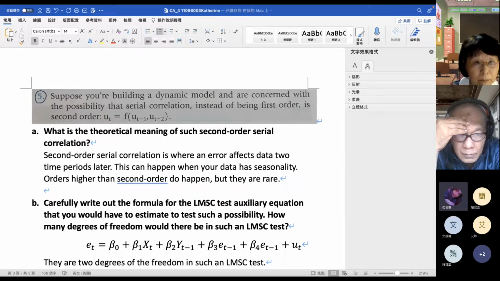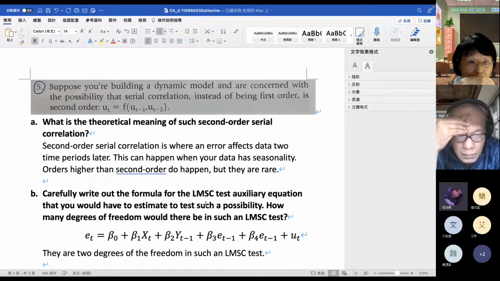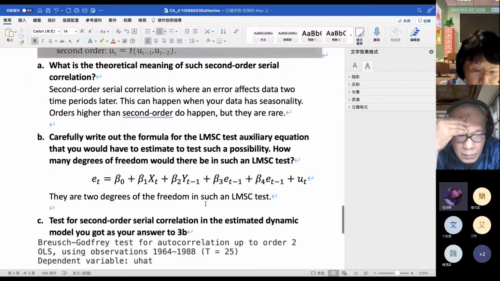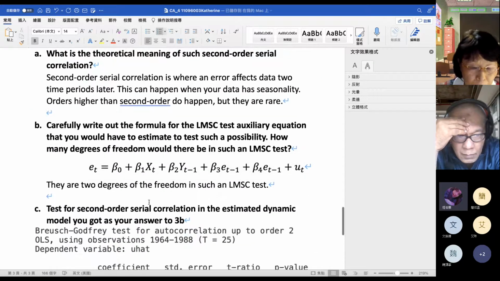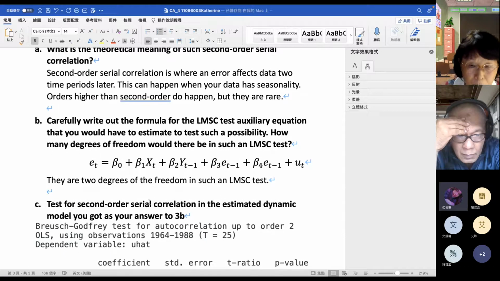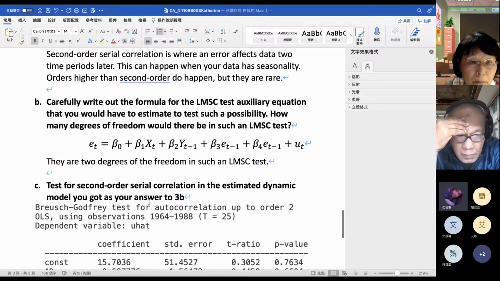second order serial correlation is where an error affects data 2 time periods later. This can happen when your data has seasonality. Other orders higher than second order do happen, but they are rare. And in this one, there are 2 degrees of freedom in such an LMSC test.